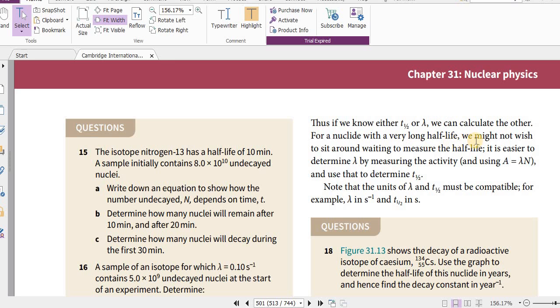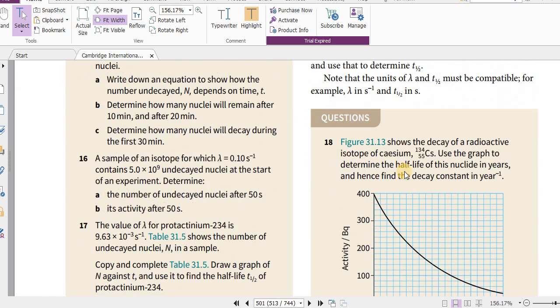For a nuclide with a very long half-life, we might not wish to sit around waiting to measure the half-life. It is easier to determine lambda by measuring the activity. So once you measure the activity, you can find lambda and use that to determine the half-life. T half is the symbol for half-life. Note that the units of lambda and t half must be compatible. For example, lambda in per second and t in seconds. I explained this already.